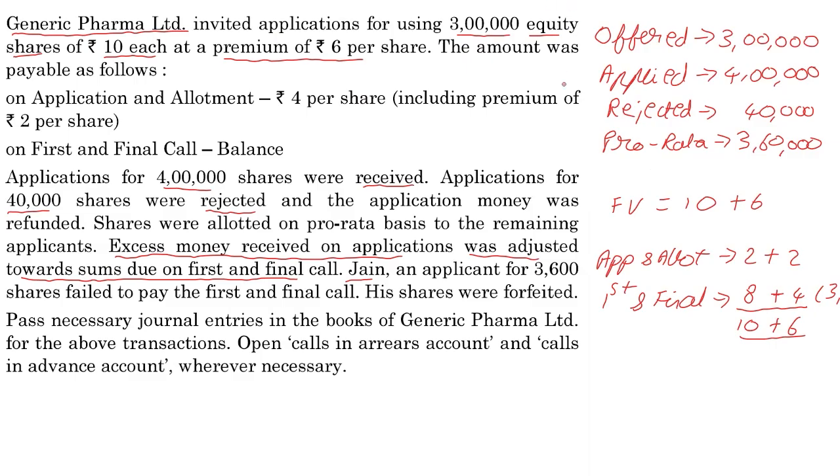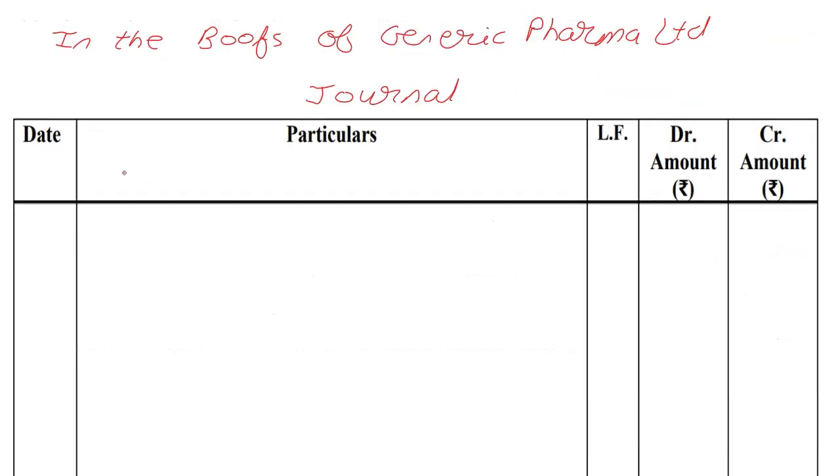Simple as that. Now, the first entry is always bank account debit to share application and allotment. But remember, we are talking about equity shares, so it has to be equity application and allotment. How much? 2 plus 2 will give us 4. How many shares were applied for? 4 lakhs. So I have to multiply the applied amount into the application and allotment. So we are talking about 4 rupees into 4 lakhs, which is 16 lakhs.